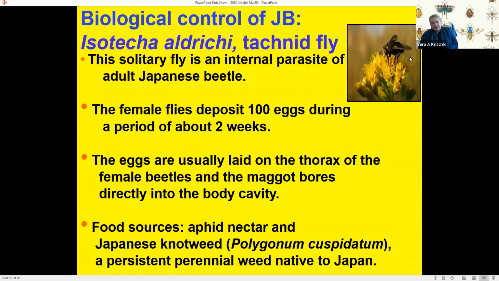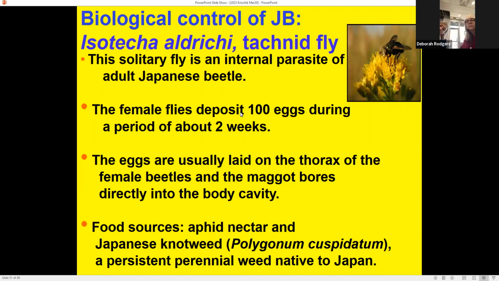They also released this fly that looks like a housefly. It's called Istocheta aldrichii. It's a tachinid fly. It lays its eggs on top of the adult, and they bore into the adult. And this one didn't really get established.